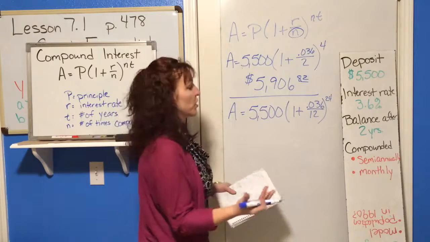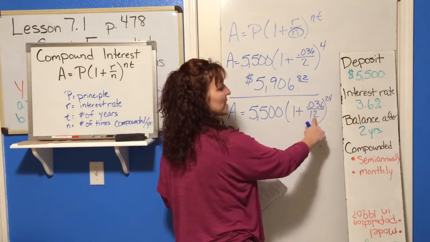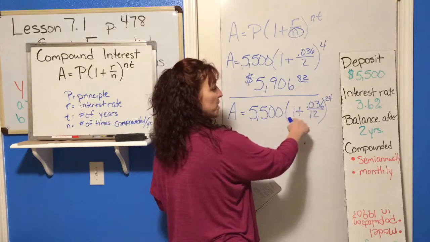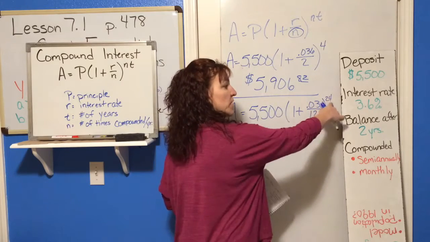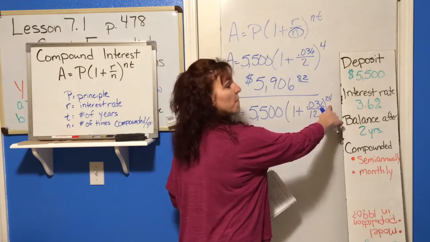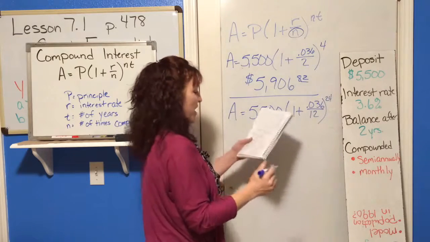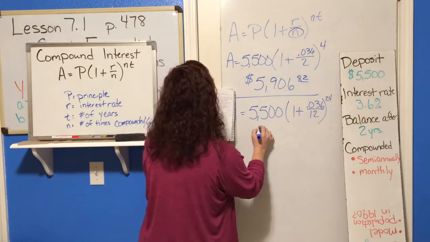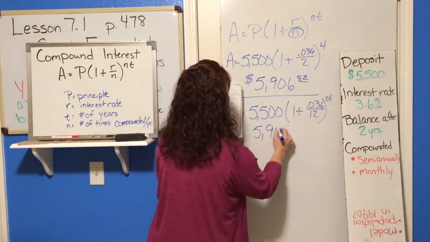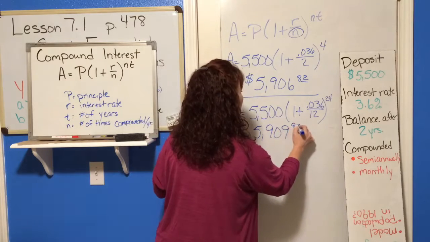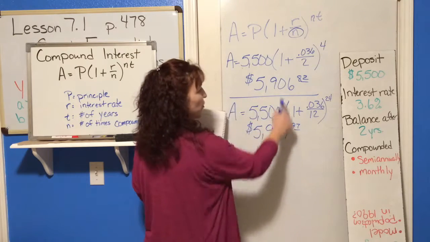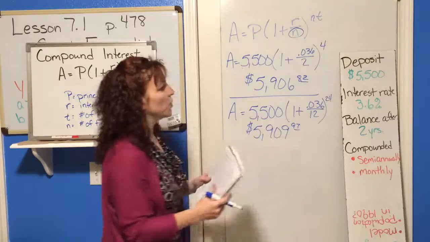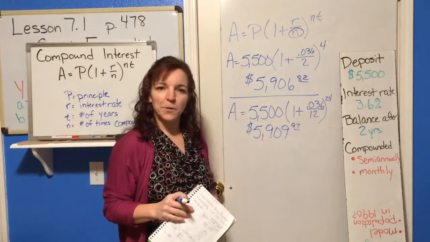And now when you plug it into your calculator, once again, 0.036 divided by 12, that answer plus 1, that answer to the exponent of 24, that answer times 5,500, and you should end up with $5,909.97, which is a few more dollars than if you only compound it twice a year.